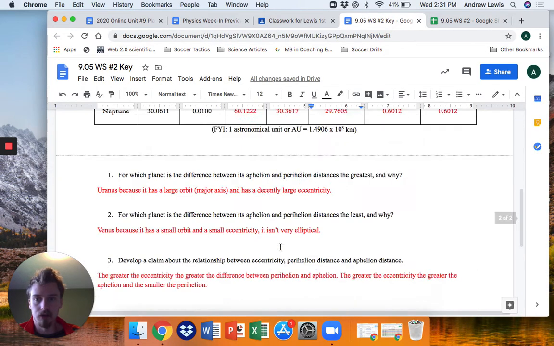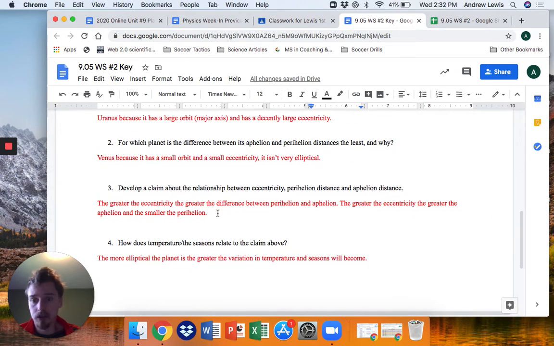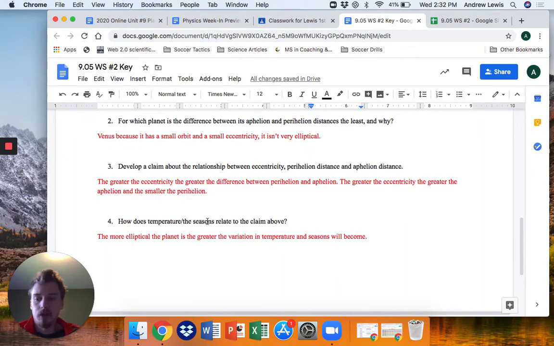So that's kind of confirmation on what we just said here. The greater the eccentricity, the greater the difference between them. The greater that the aphelion will be, and the smaller that the perihelion will be. So the final question. Number 4, how does the temperature or the seasons relate to the claim above?